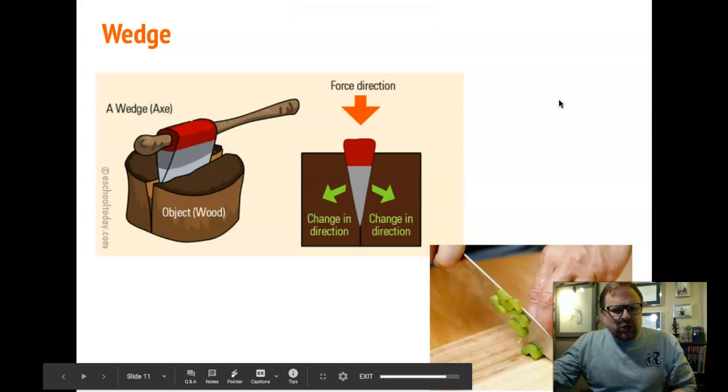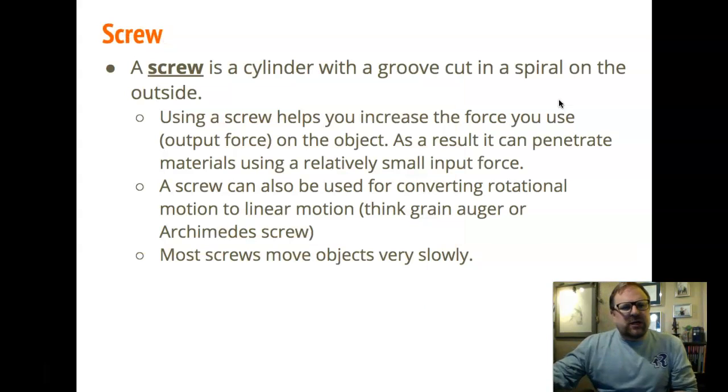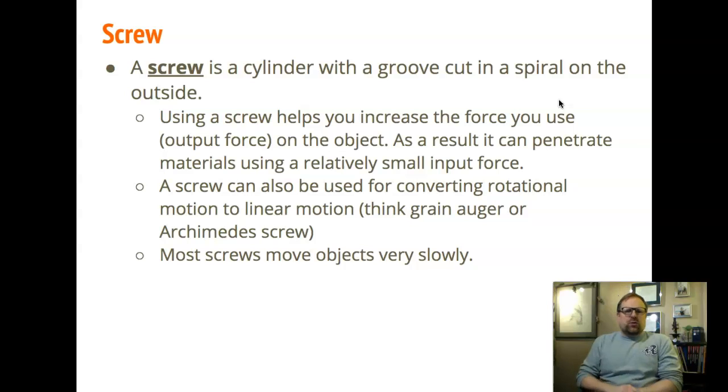So that's the wedge. So that's 3 of our 6 simple machines. The next one is called a screw. A screw is simply a cylinder. You know the shape of a cylinder. And a screw has a groove cut in a spiral on the outside. So we took a cylinder and then we've cut a groove in that, leaving us with that screw shape. And so the best example of a screw is actually a screw.